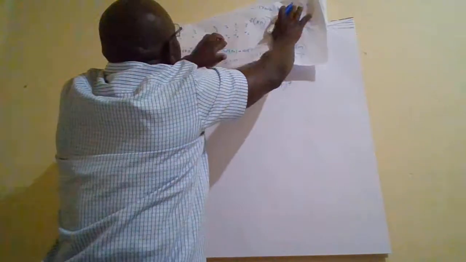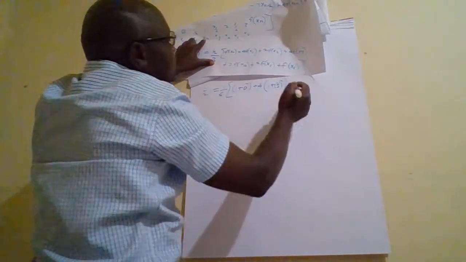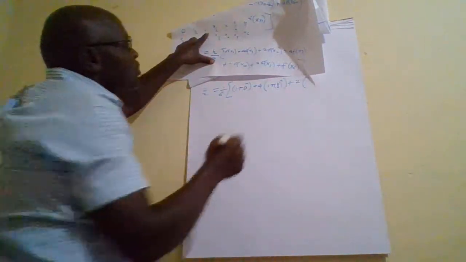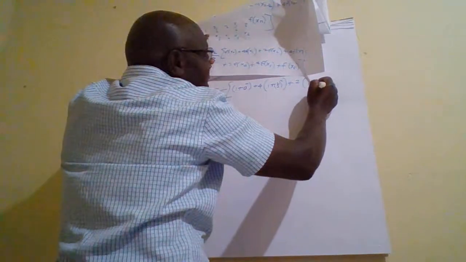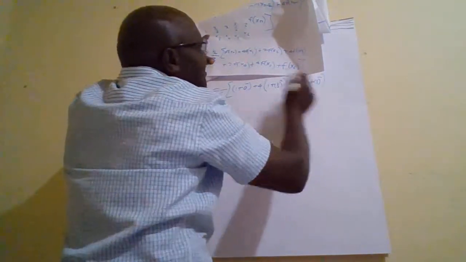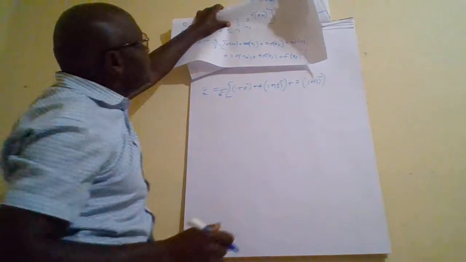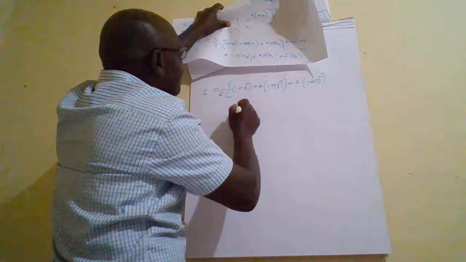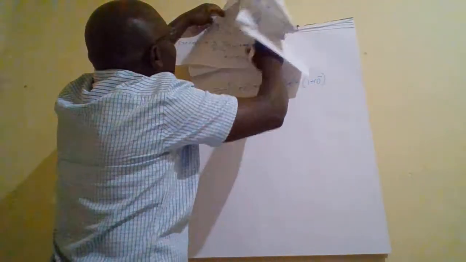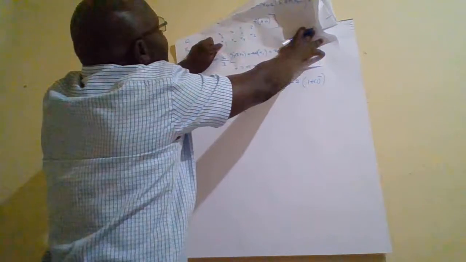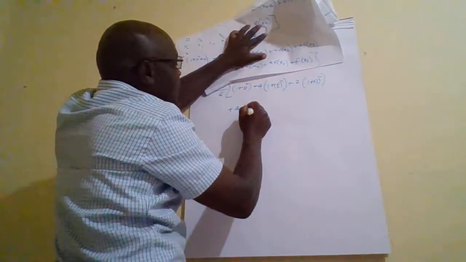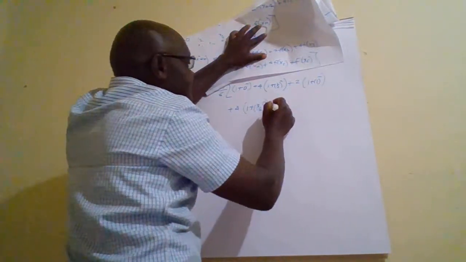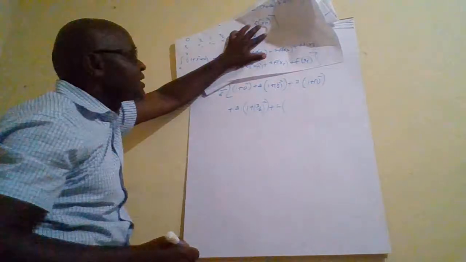plus our x2, it will be 2 into x2. x2 is 1, so it will be 1 plus 1 squared, that is x2, then plus 4 into x3. x3 you can see it is 3 all over 2, so it will be 1 plus 3 all over 2 squared, then plus 2 into our x4.